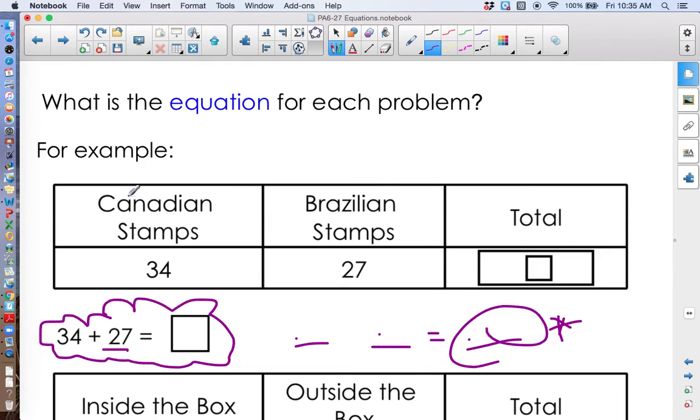So we have 34 stamps. We have 27 Brazilian stamps. So how many stamps do we have in total? If we add 34 plus 27, we should have 7 plus 4 is 11, carry the 1, 3 plus 1 is 4. 61 stamps. So our total here is 61.